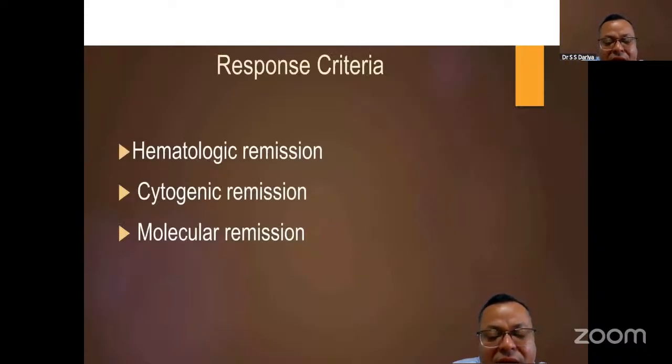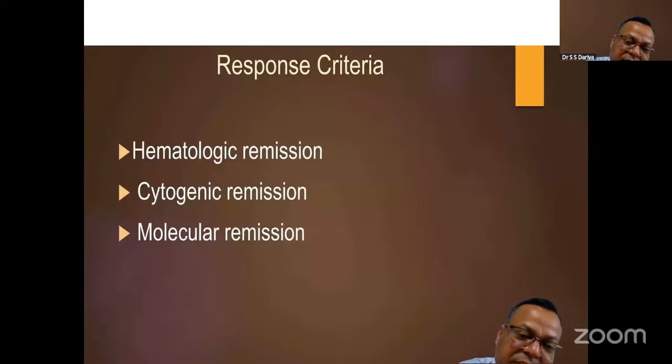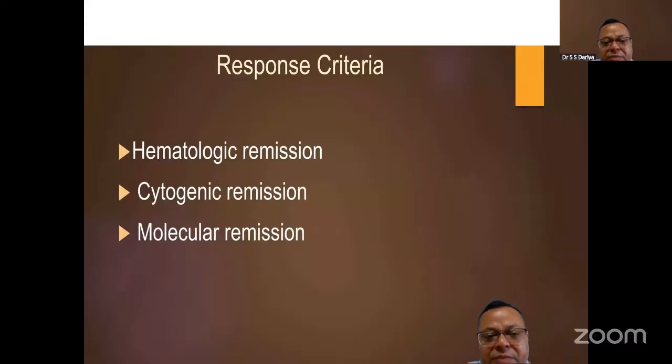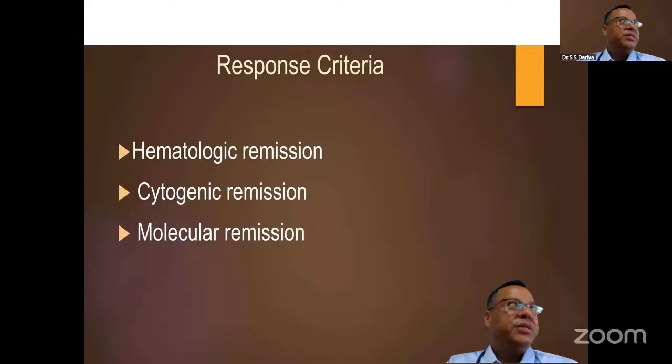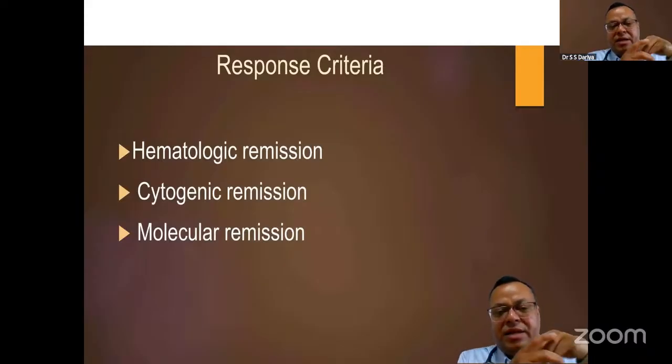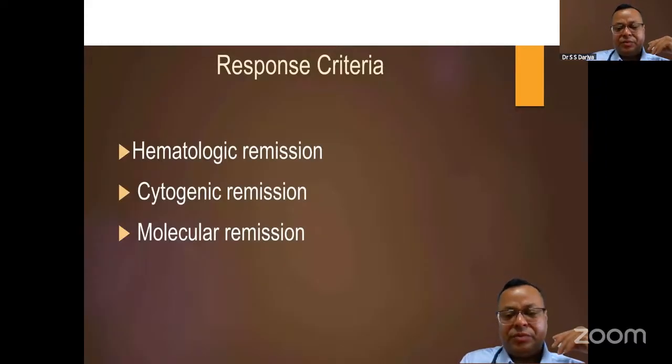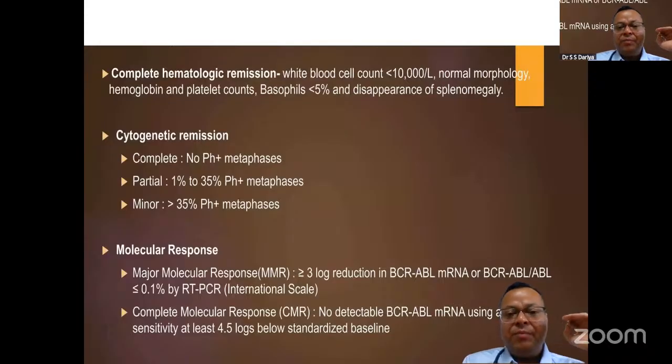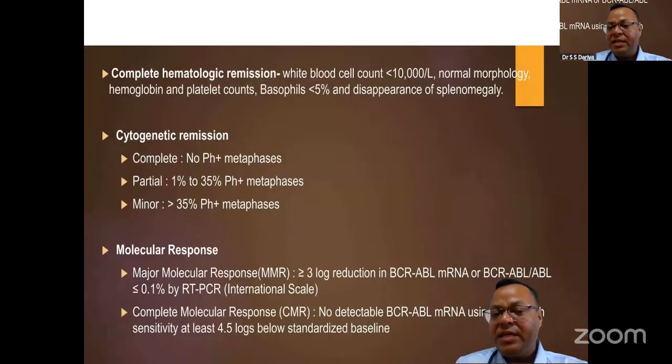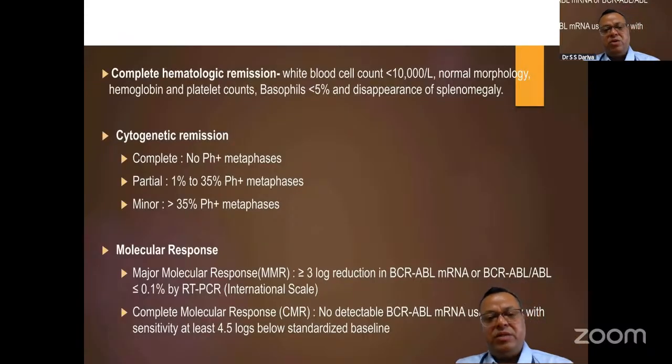Now the response criteria: how we will see whether the patient is coming into remission or not, whether the patient is giving a response. There are three things by which we should see whether remission has occurred or not. What are these three? At the level of hematology, then cytogenetic, and third is molecular remission. So complete hematologic remission is where the TLC is less than 10,000, with normal morphology, hemoglobin and platelets normal, disappearance of splenomegaly, and basophils less than 5%. So this is your complete hematologic response.